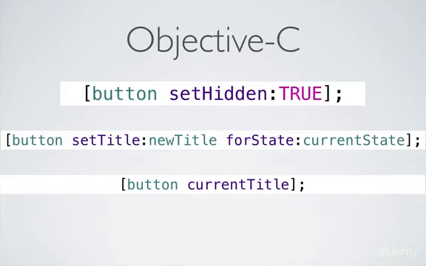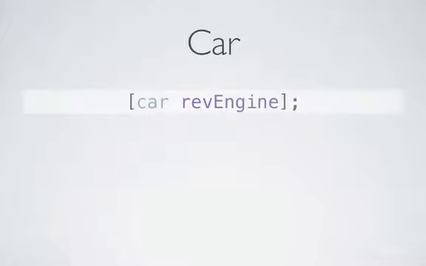So to get started with Objective-C, let's think about it in terms of a car object. Suppose I'm creating a game that included a custom class for a car. If I want to rev the engine and that car object speaks Objective-C, what would I type? Probably something like car revEngine, where the car is the object and revEngine is the method.